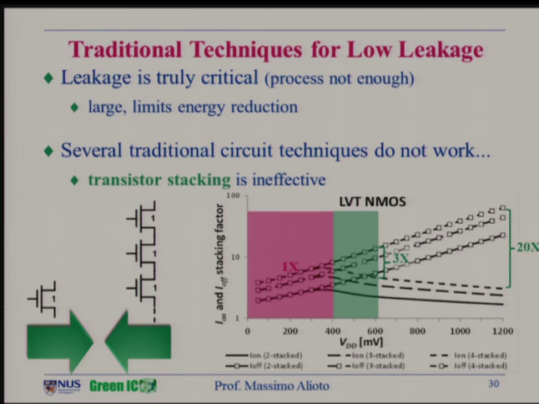What about near threshold? Well, as you can see, actually, the reduction in the off current here tends to be pretty close to the reduction in the on current. So in this case, it means that transistor stacking is not being very effective. And if we go to the red part, which is subthreshold, actually, transistor stacking is not effective at all because the reduction in off and on current are exactly the same.